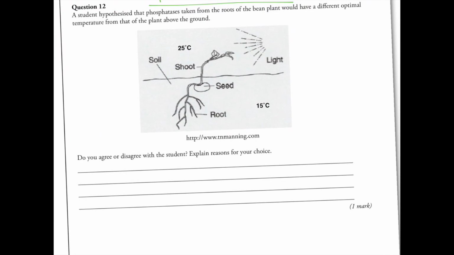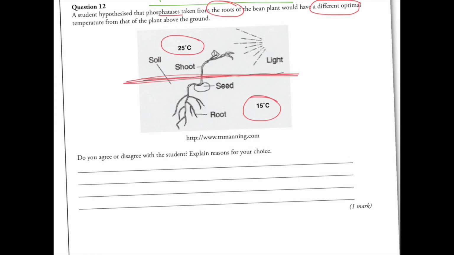Beautiful. Question 12. A student hypothesized that phosphatase taken from the roots of the bean plant would have a different optimal temperature from that plant above the ground. Okay, we can see here in the diagram where they differentiate. The one below in the soil is 15 degrees, and above, where it's exposed to the sun, is 25 degrees. Do you agree or disagree? Explain reasons for your choice.